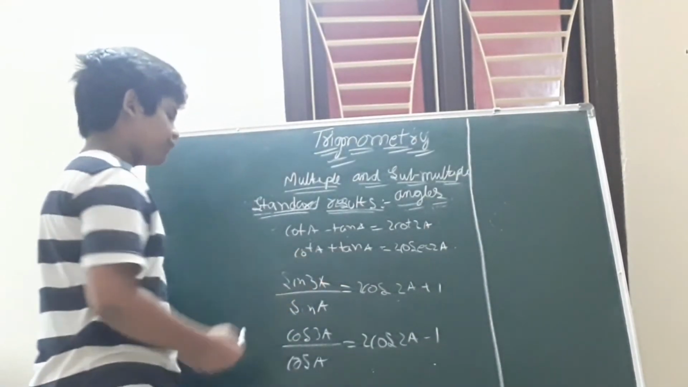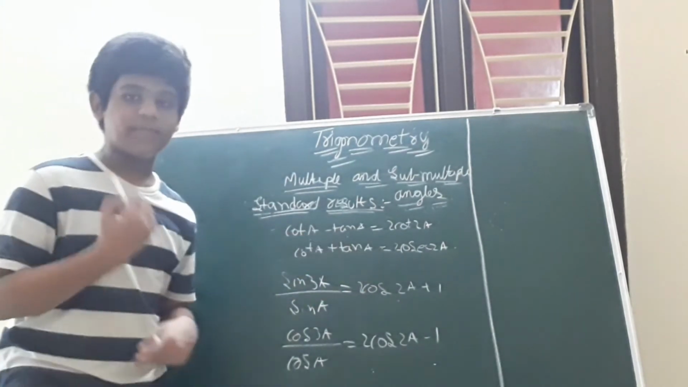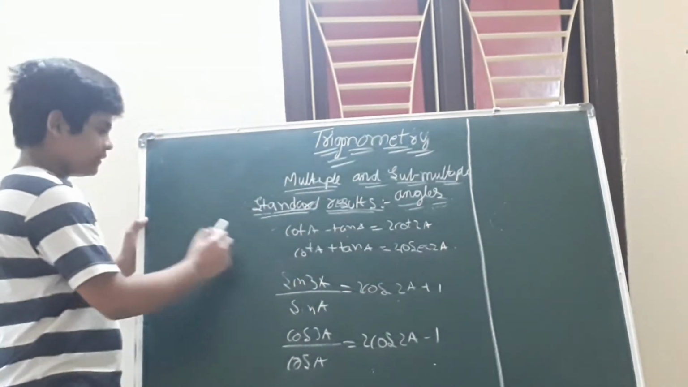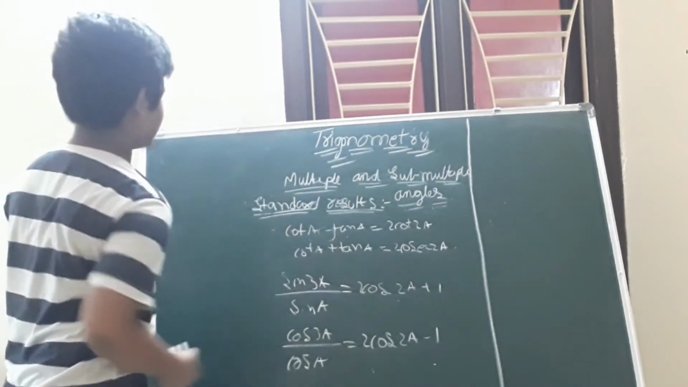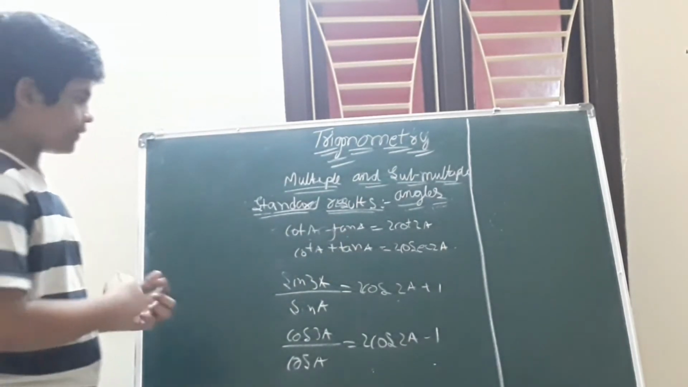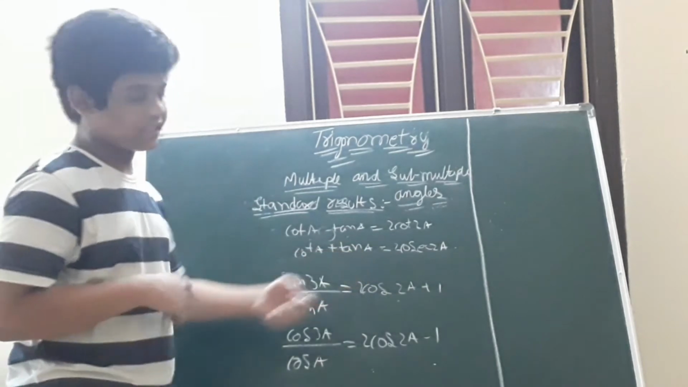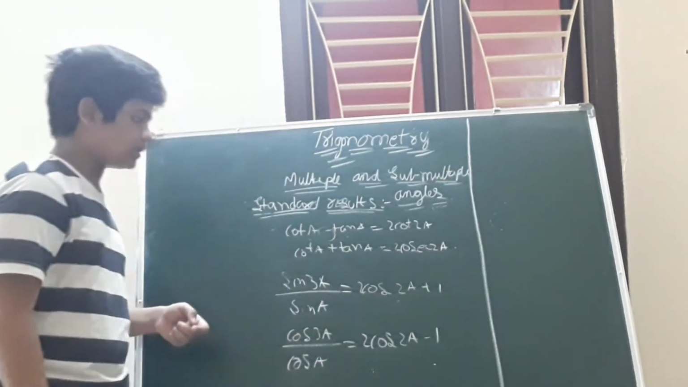Here you can also find the value of cot A plus tan A in the same way, but in the place of minus, you use plus. You can find cot A plus tan A in the same way which we have discussed for cot A minus tan A.